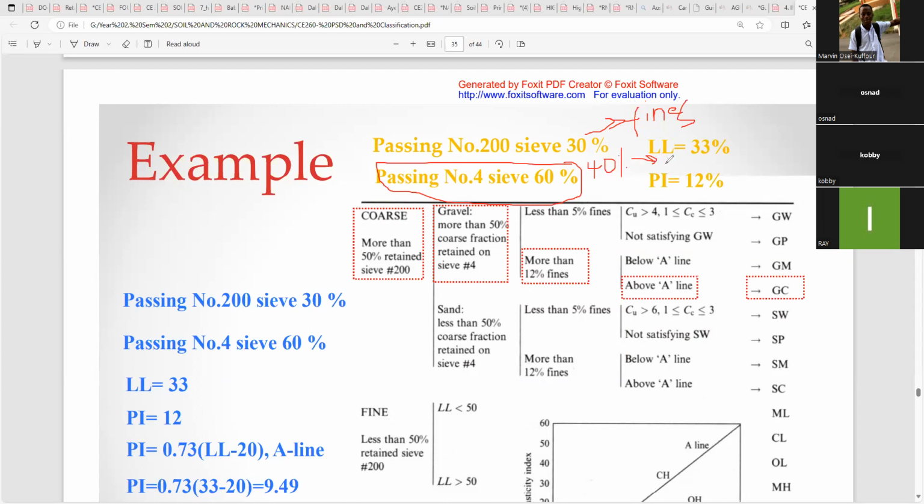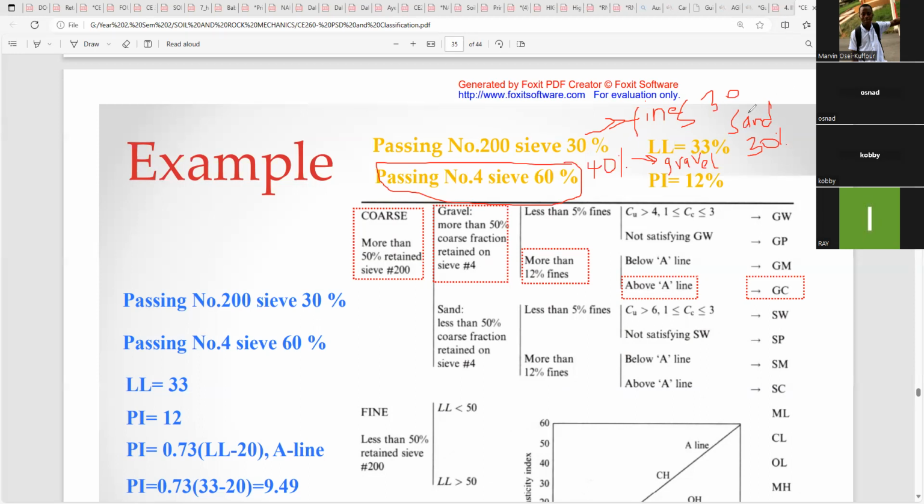Straight away, we don't waste time here. So if you have 30% to be your fines and 40% to be your gravel, then what percentage is the sand? 30%. Please, do you all get it? Or are we moving too fast? It's okay.